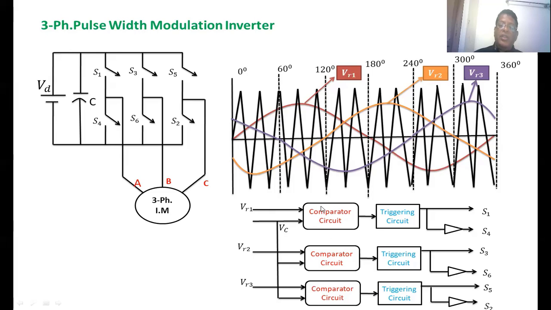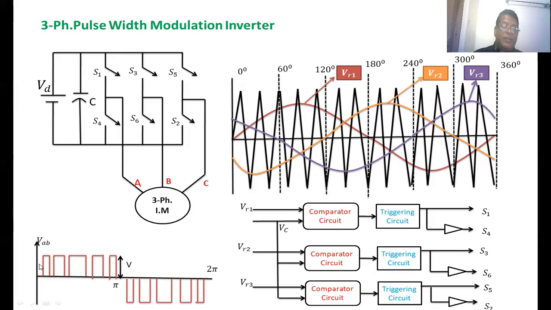Now here we have written the logic. If the reference is more than the carrier, then the output is activated. So the triggering circuit is giving a base voltage to S1. The inverted voltage is given to the below device. If it is 1, then S4 becomes off. If it is 0, S4 becomes on, because this is a NOT gate. In that manner, we are going to generate pulses for S1 to S6.